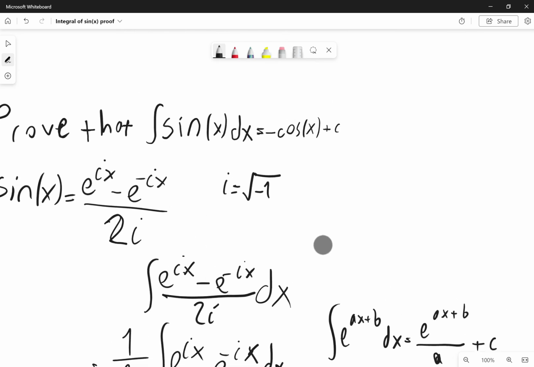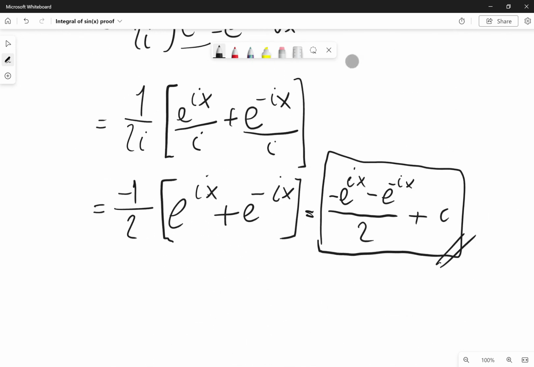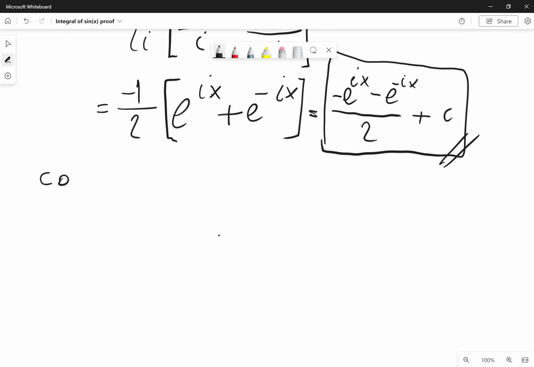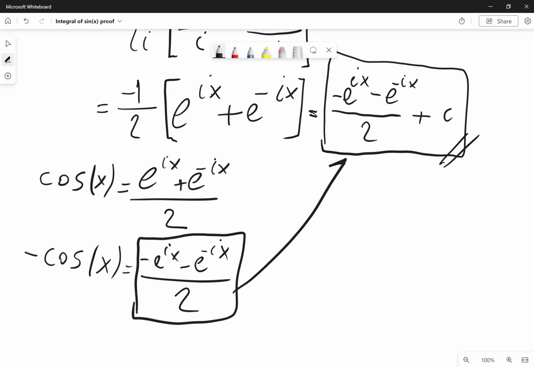But how can we prove that this is actually negative cosine x? Well, let's just write down what negative cosine x is equal to. Cosine x, we know, is equal to e to the ix plus e to the negative ix divided by 2. And if we multiply this by a negative, we end up with negative e to the ix minus e to the negative ix divided by 2. And of course, these two are the same, with the difference of the constant.